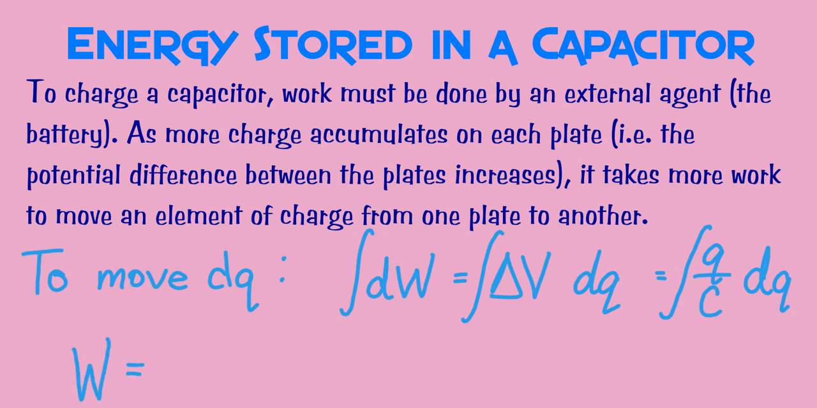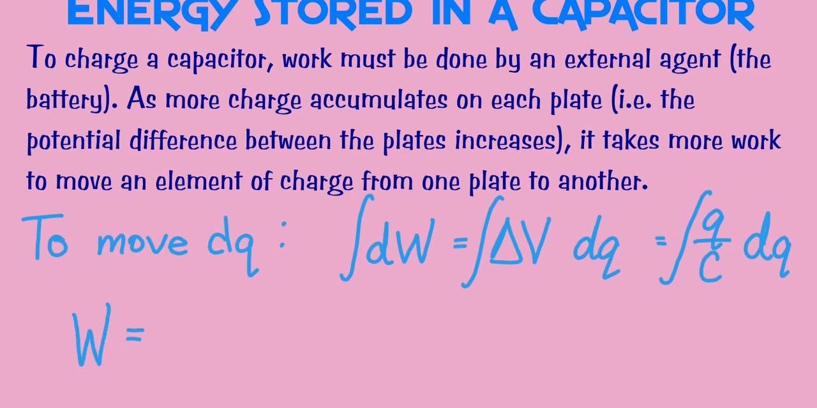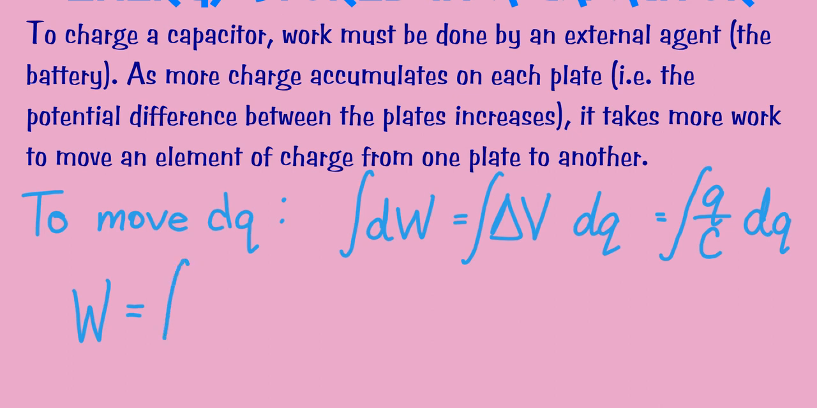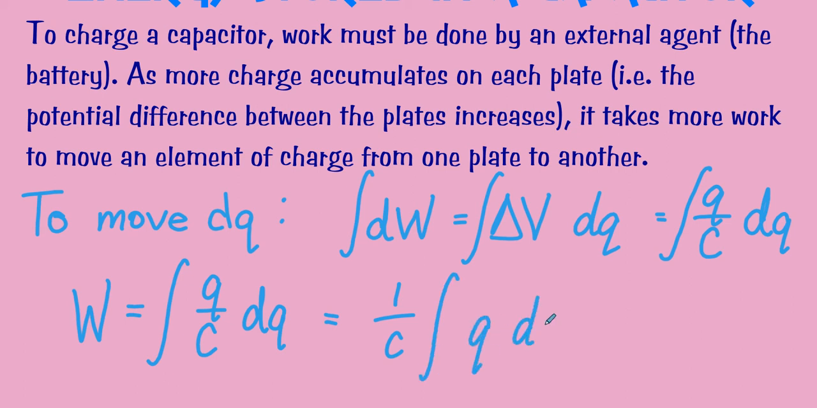So the total work that it takes to charge our capacitor can be found by doing the integral of Q over C dq. Now, we learned in class that capacitance is a constant value. Capacitance is something that is dependent on the geometry of the capacitor, not how much charge it has. So I could pull a 1 over C out of my integral, and then I just have the integral of Q dq. Now I want to go from my capacitor being completely uncharged to it being fully charged, and quite often we use a capital Q for capacitors that are fully charged.